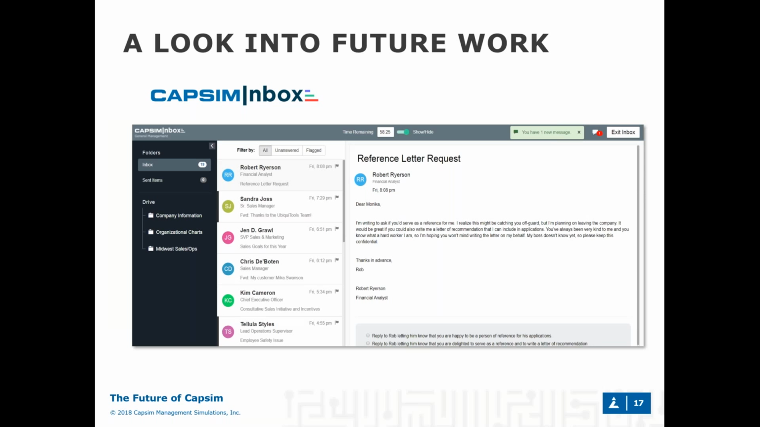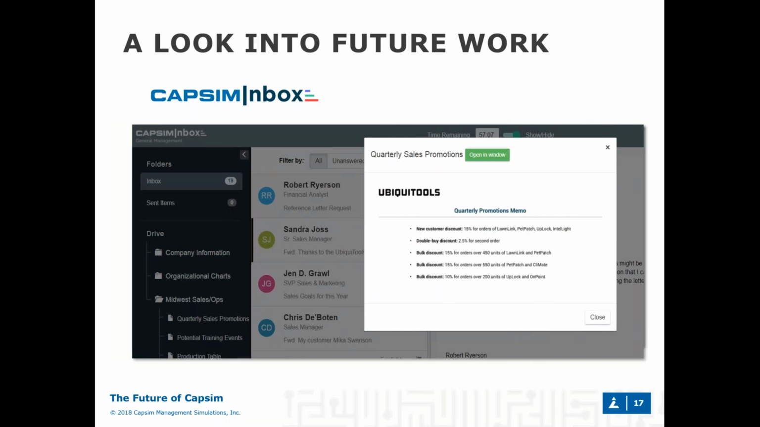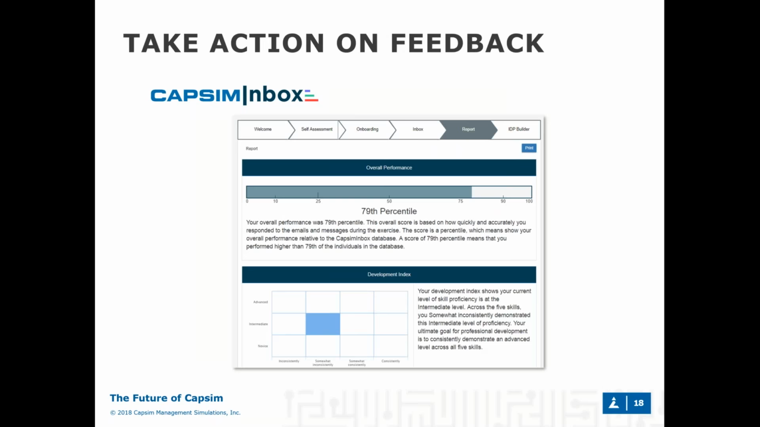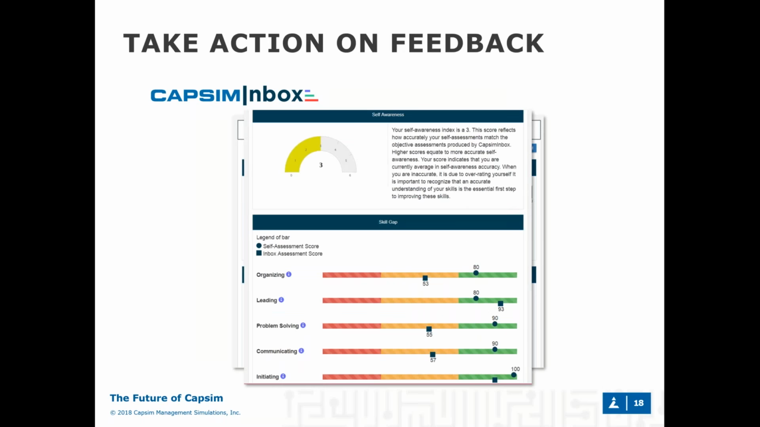The most typical scenario is a day in the life of a manager who's returned from a long weekend. He's got to deal with an inbox full of messages. The student is presented with a number of emails, instant messages, and a folder of reference documents. Capsim Inbox evaluates how the student responds to these messages and the order in which they respond to them, and then gives them a score of how they ranked against their peer group against certain dimensions such as organizing, leading, and communication.